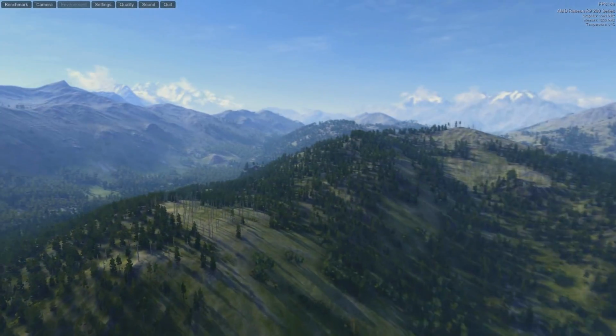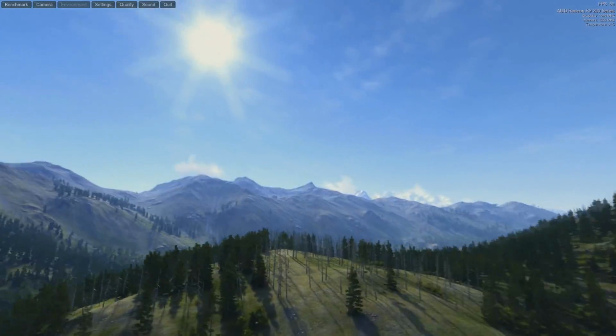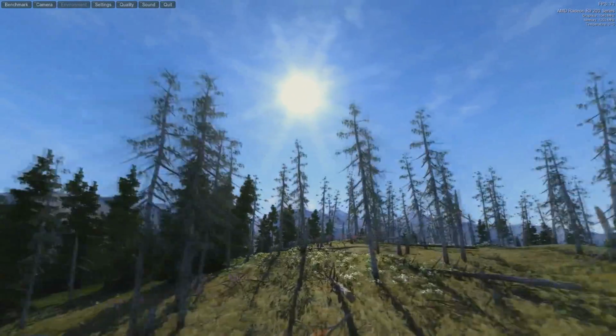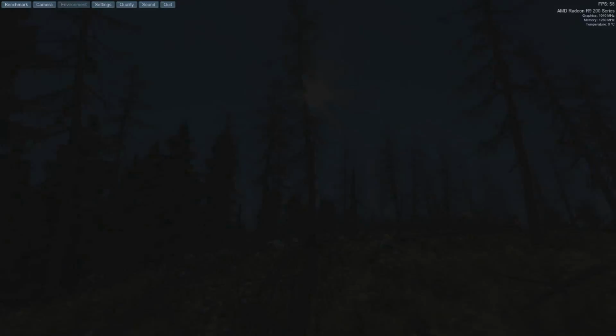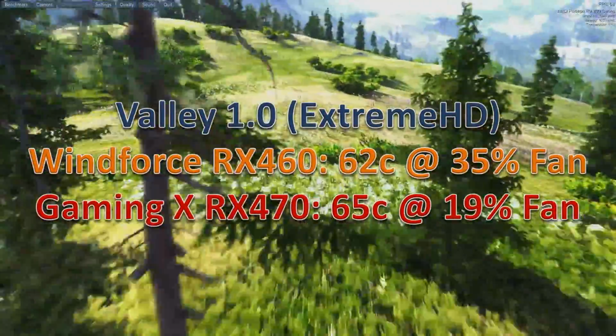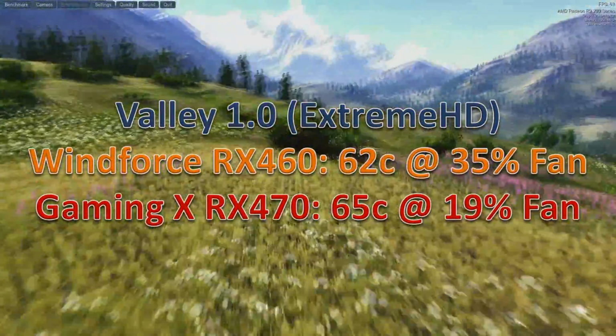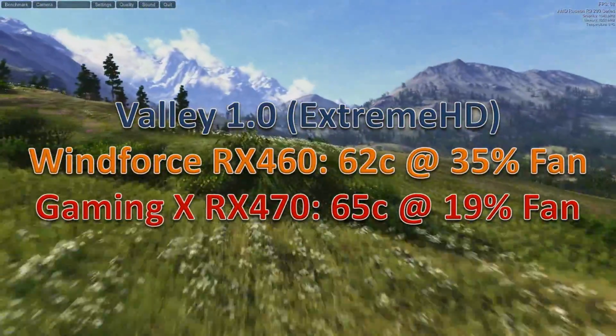So for this one, I did it in the Unigine Valley benchmark on the Extreme HD preset. Now the Gigabyte 460 here went up to 62 degrees Celsius at 35% fan speed, and the MSI RX470 went up to 65 degrees Celsius at 19% fan speed. So very interesting there. It's actually quite close. There's only 3 degrees in it. However, that little Gigabyte card was actually at a significantly higher fan speed.